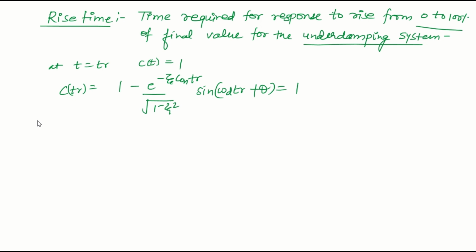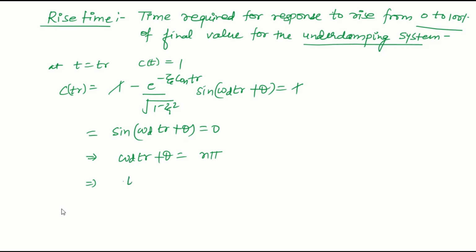Now, these two values 1 and 1 get cancelled. These parameters will all cancel if we take them common. So, finally, I can say that sine of omega d tr plus theta equals 0, and so I can write omega d tr plus theta should be equal to n pi, and with this I can calculate the value of tr is equal to n pi minus theta divided by omega d.